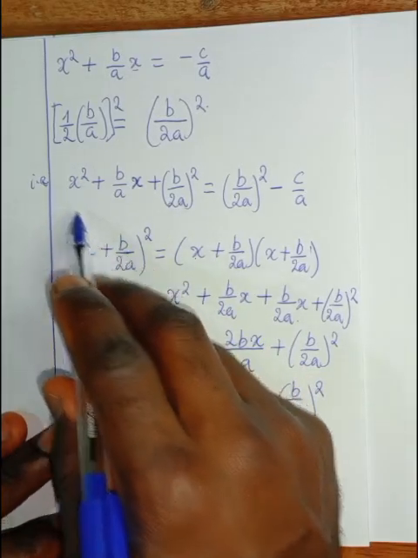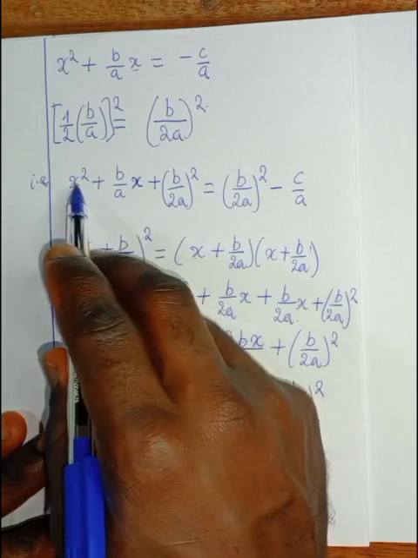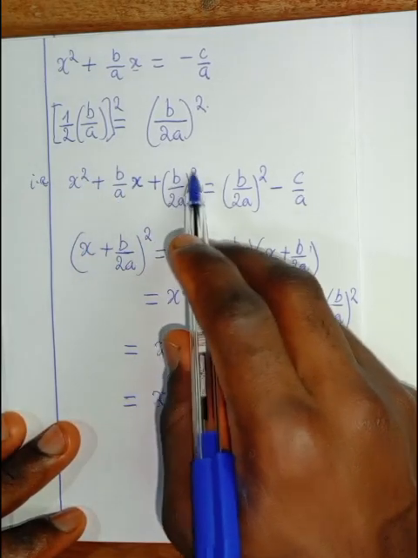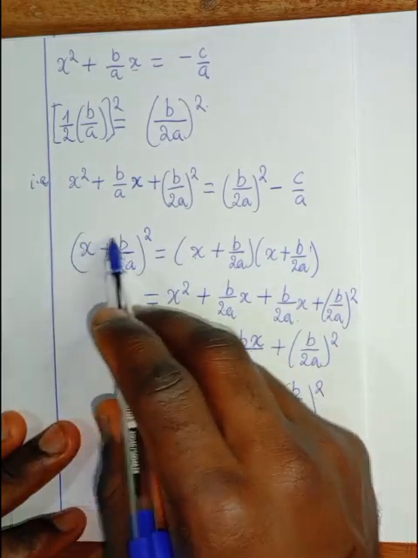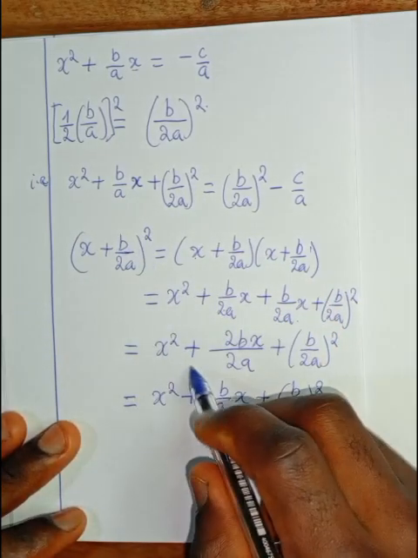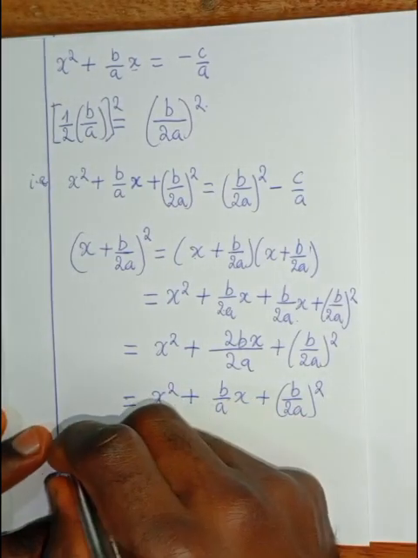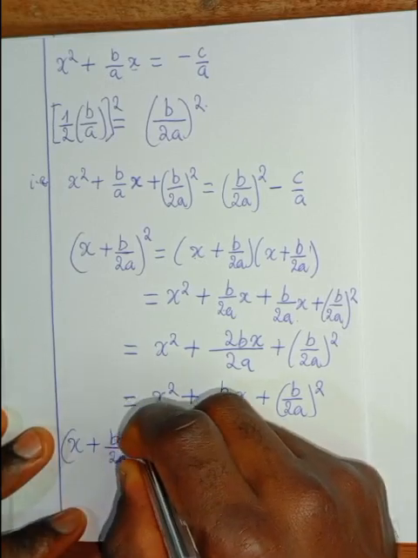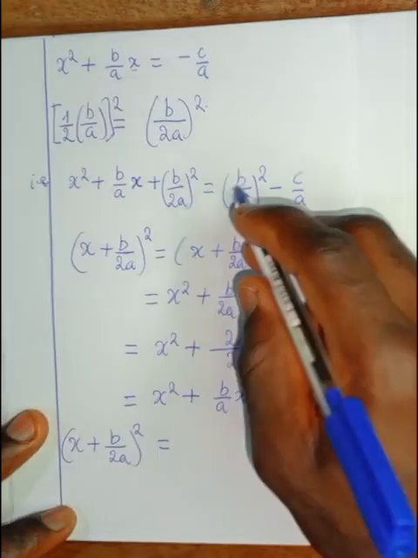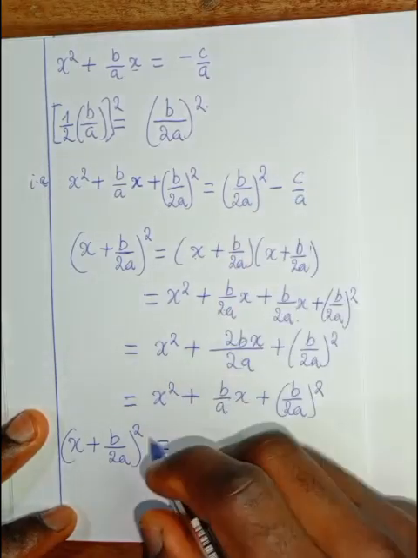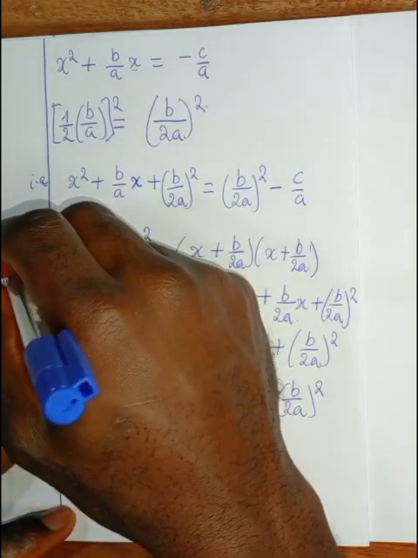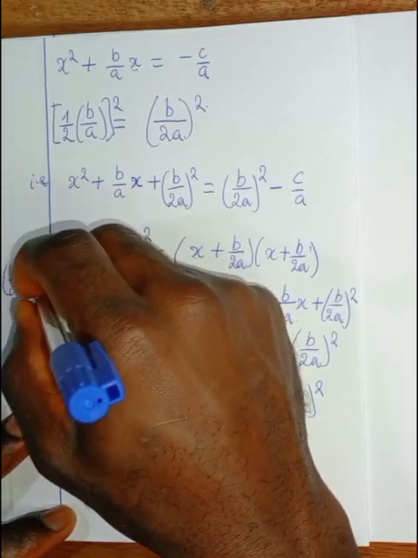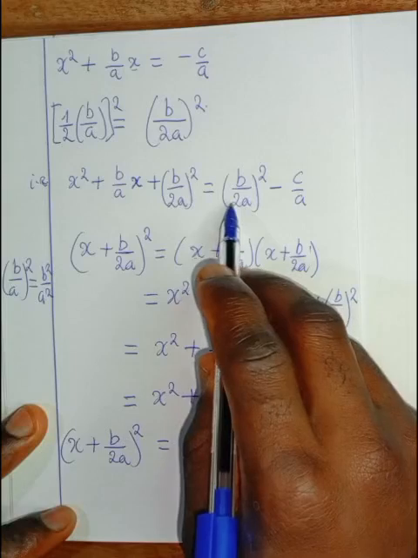So it simply means the factorization of x squared plus b over a x plus b over 2a, all that squared, is simply x plus b over 2a, all that squared. We are going to replace it here. This will give us x plus b over 2a, all this squared, is equal to, here we are going to expand things. We know if we have b over 2a, all this squared, is simply equal to b squared over 4a squared. We are going to apply it here.